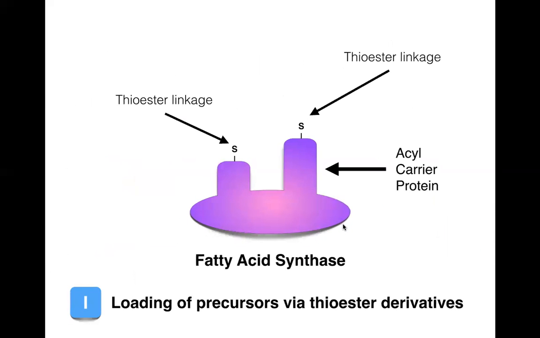Let's start first now with the loading of precursor via thioester derivatives. Like what I said earlier, one of the enzymes in fatty acid synthesis is a large multimeric enzyme called fatty acid synthase. It's composed of several subunits. One of them is referred to as acyl carrier protein, or ACP for short. It contains a sulfhydryl group, which is the attachment site for the precursor malonyl-CoA via thioester linkage. There is another thioester linkage found in another domain. In this discussion, let's just refer to ACP as the small tower, and to the other as the large tower.